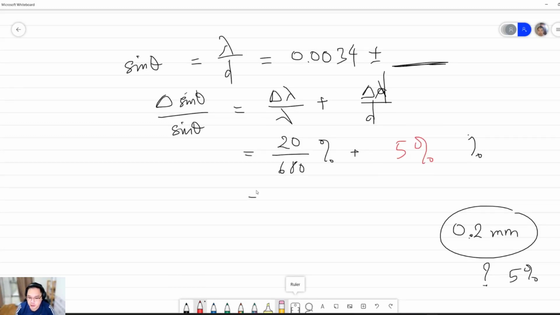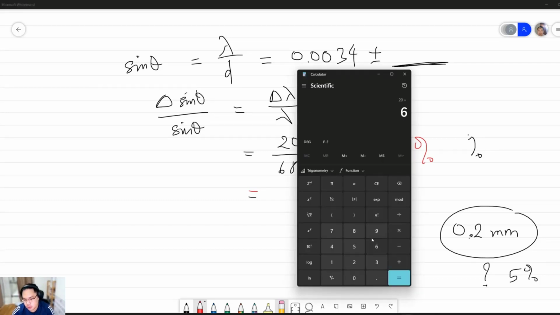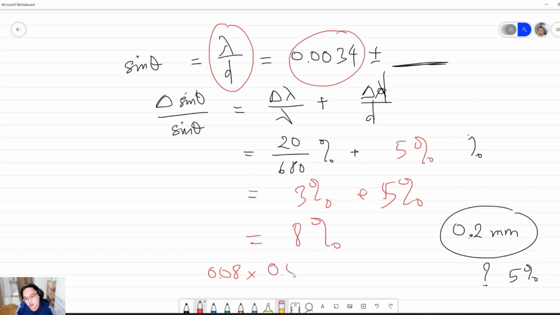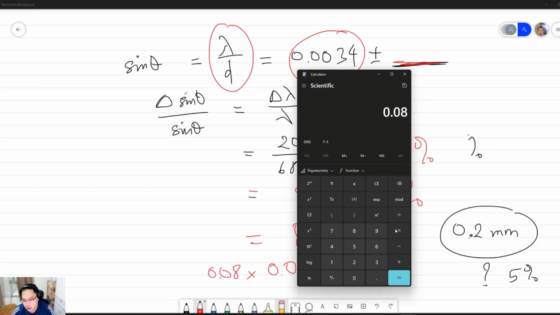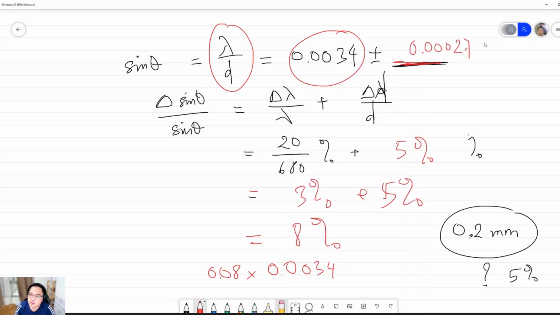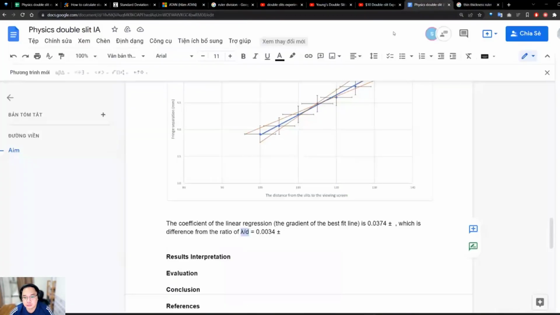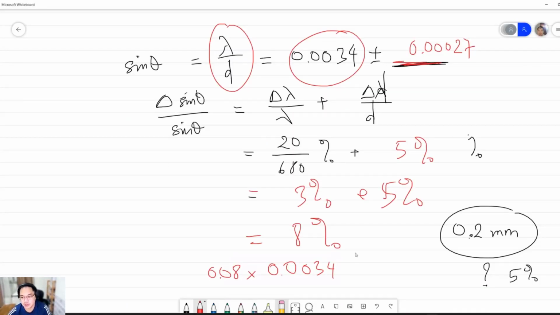5% here, okay. And this is 20 over 680 times 100, which is 3%. 3% here, 5%. That is 8%. So 8% is the percentage uncertainty of this thing, and let's take that 8% multiplied with this value 0.0034. We get this absolute uncertainty, 0.08 times 0.0034, 0.00027. And we need to explain why we get that, using this.